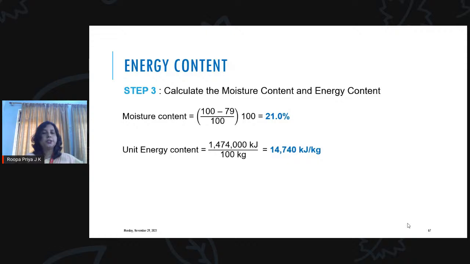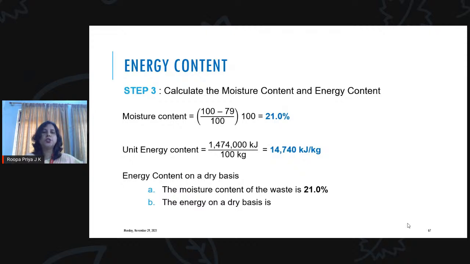Unit energy content is calculated by taking into consideration the total energy content which we have calculated, and that has to be divided by 100 kg weight of the solid waste. So with this calculation, we have 14,740 kilojoule per kg of the unit energy content produced in this particular combination of all the solid waste components.